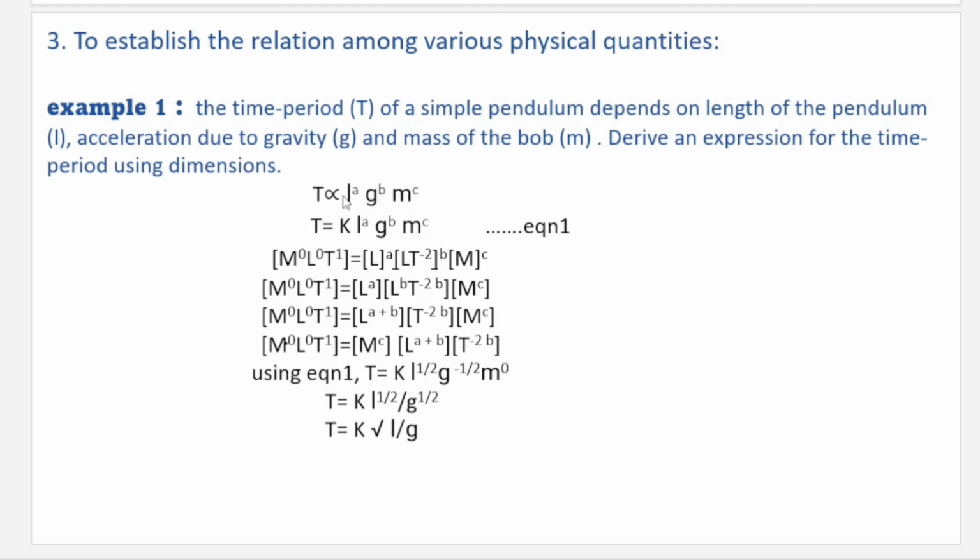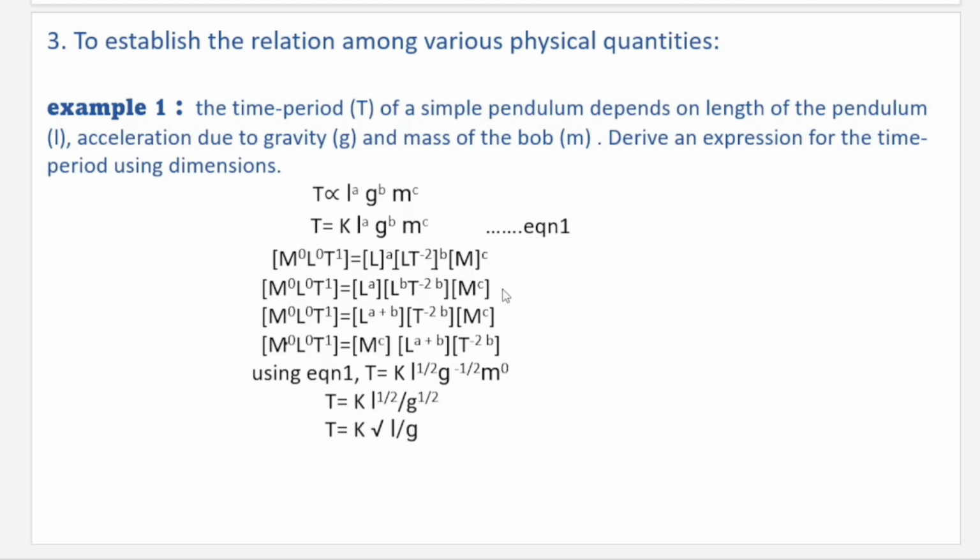To remove the directly proportional symbol and to put the equal to sign, we make use of k, a dimensionless constant. To get the equation, T is equal to k, L to the power A, g to the power B, m to the power C. Now we will be considering this equation to be our equation 1. Next step is dimensional formulas for each term. For T, M0 L0 T1 is equal to, since k is a dimensionless constant, we remove it. Length is L whole A, gravity is L T minus 2 whole B, mass is M whole C.